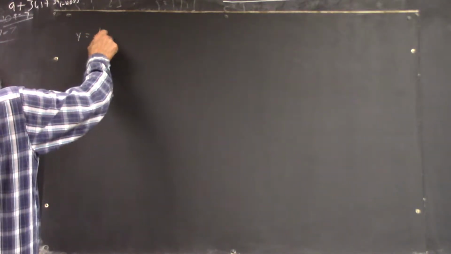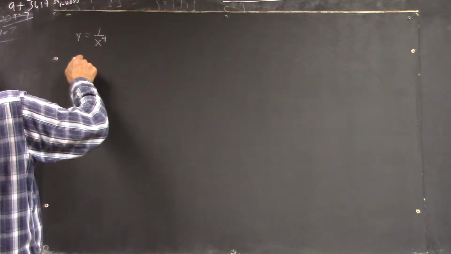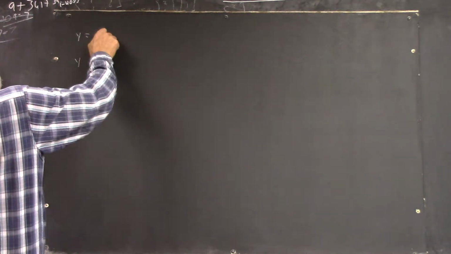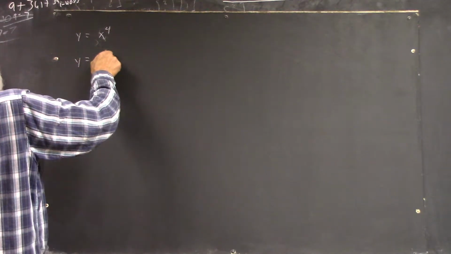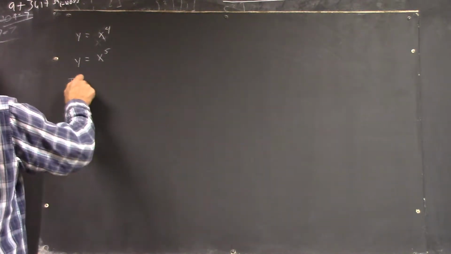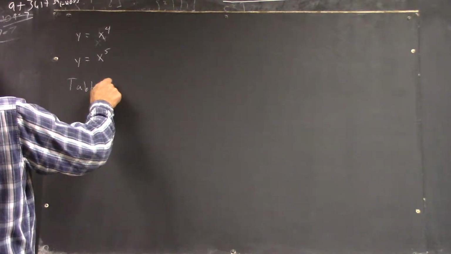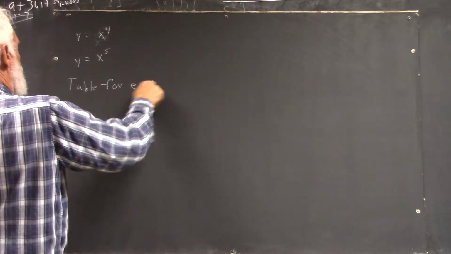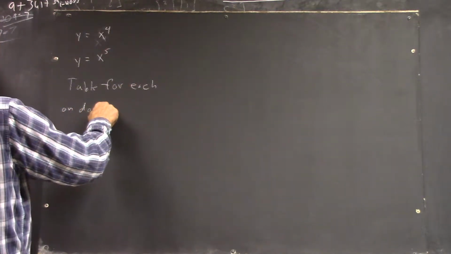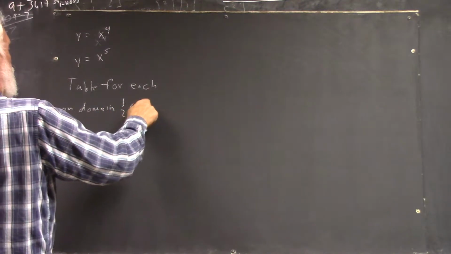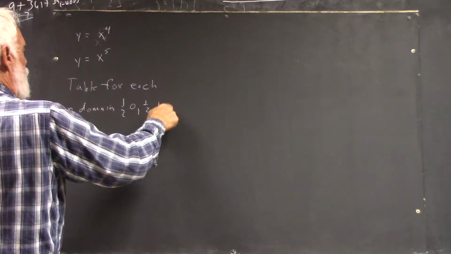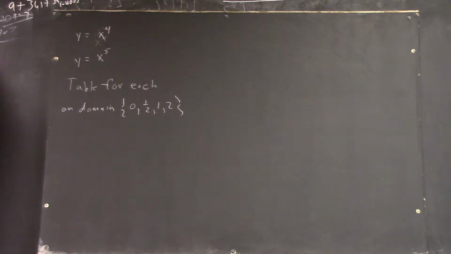So just as an example of a power function, okay? Make me a table quickly for the functions. I don't think I went to a second. I think I went y plus x to the fourth, y plus x to the fifth. And just make me the table on the domain zero, one half, one, two.